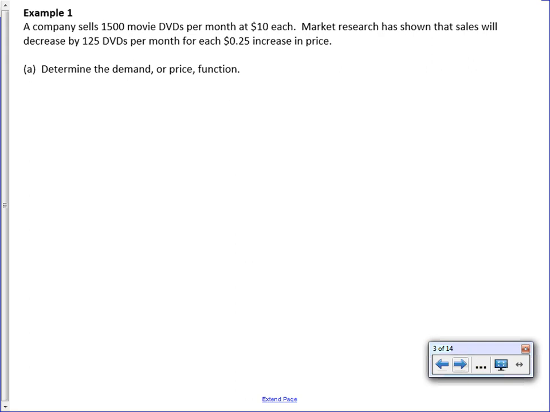A company sells 1,500 movie DVDs per month at $10 each. Market research has shown that sales will decrease by 125 DVDs per month for each 25-cent increase in price. Determine the demand or price function. If you remember, we're pretty good at setting up this scenario in terms of number of increases, but then we're going to flip it so that we're actually working with number of items.